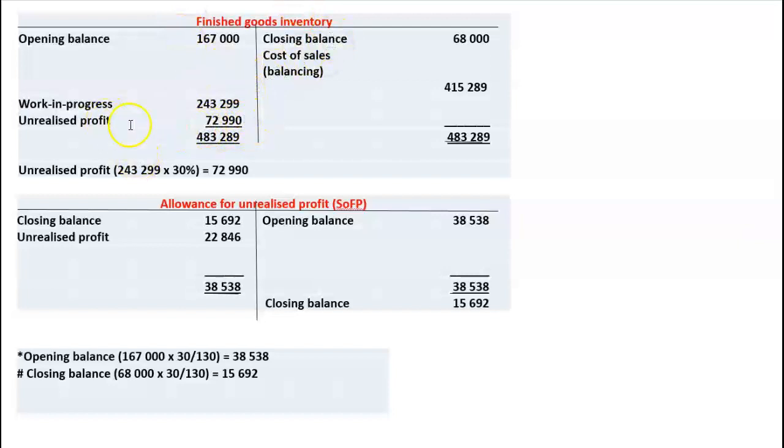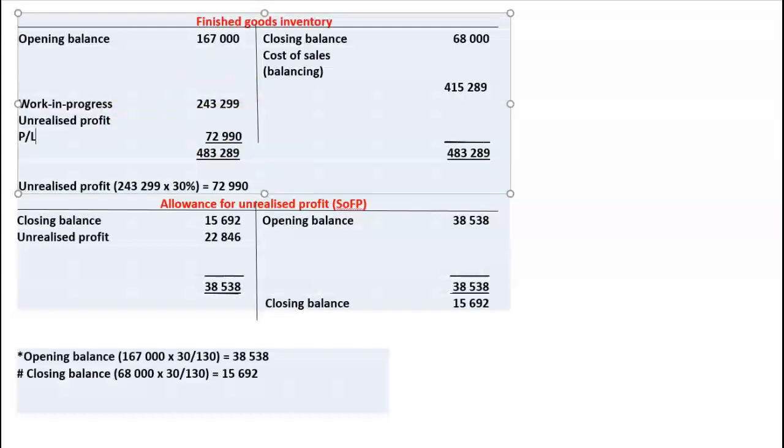Now, what is the bumped up price? Well, they're going to add 30% to the cost. So 30% of the 243,299 gives us 72,990. So the amount that they will see as the cost price of these 1,430 pairs will be those two figures together. Now, obviously, if you're going to pass a debit entry in this account, where does the credit entry go to? Guys, this credit entry goes to our unrealized profit P&L account.